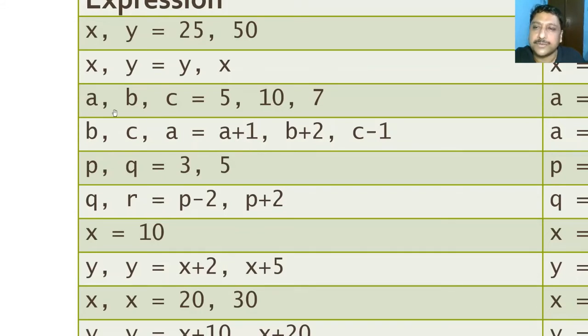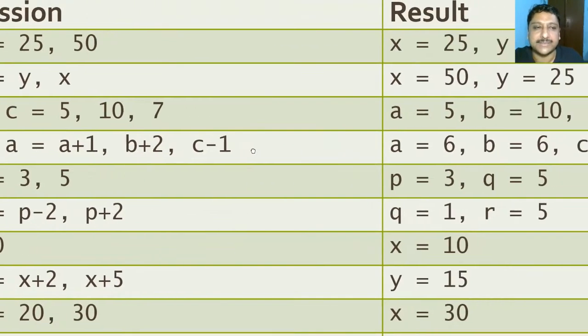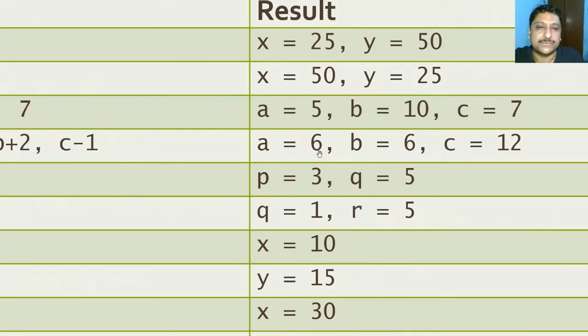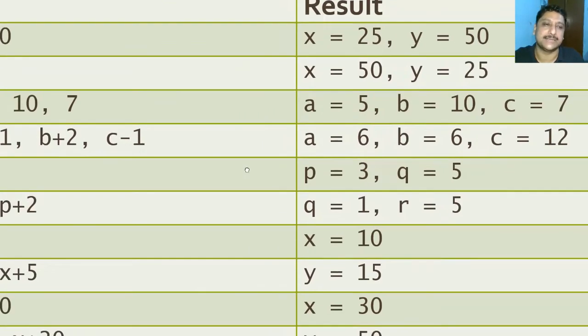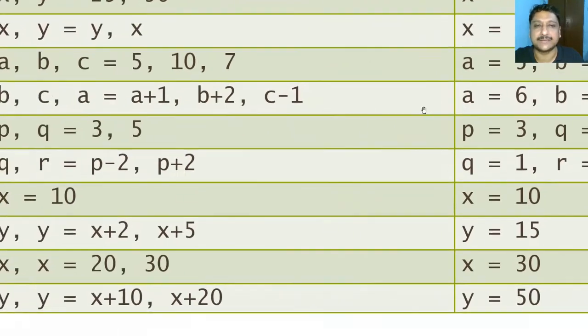Yes, the value of B, from here it will take, the value of B is 10, then B plus 2 will become 12, then the value of C will become 12. Now the value of A will become C minus 1, the value of C is 7, 7 minus 1 will become 6. Now see the answer: A equals 6, B equals 6 and C equals 12. Output will become like this.